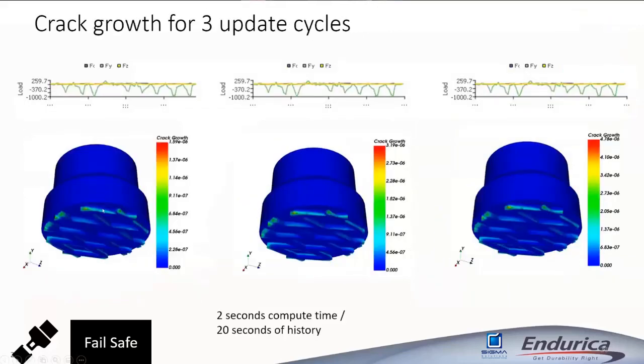Here's an example for 3 periods of updating. We feed in a load history, the solution gets updated, feed it in again, it gets updated again, and this goes on and on with whatever load cases come in. If you look at the color scale, which shows the length of the crack in each element, you can see the crack growing in the worst element. As for the speed of the computation, it takes about 2 seconds of compute time for every 20 seconds of load history we pass in. So this is very much a real-time calculation, suitable for digital twin implementation.